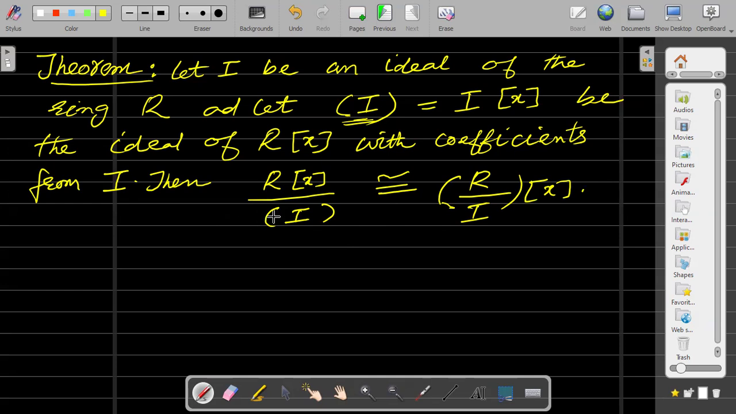This is very simple. So we apply the first isomorphism theorem here. For that we have to define a ring homomorphism, in fact a surjective ring homomorphism, and then we'll see that the kernel of that ring homomorphism will be this ideal generated by I. In other words, we have to define the map from the ring of polynomials R[x] to (R over I)[x]. So we define this proof.